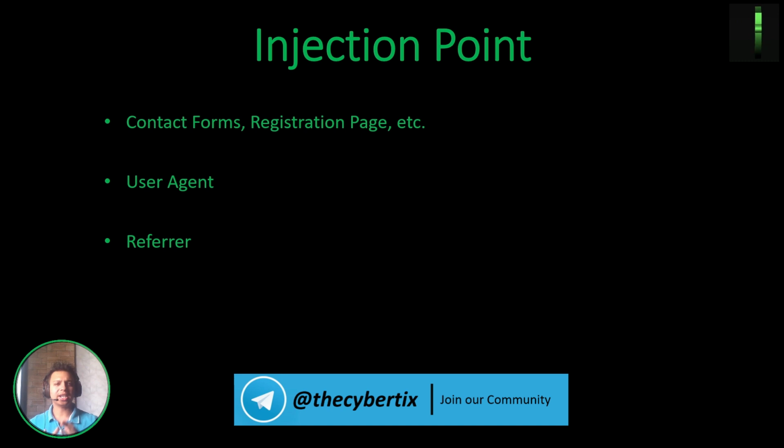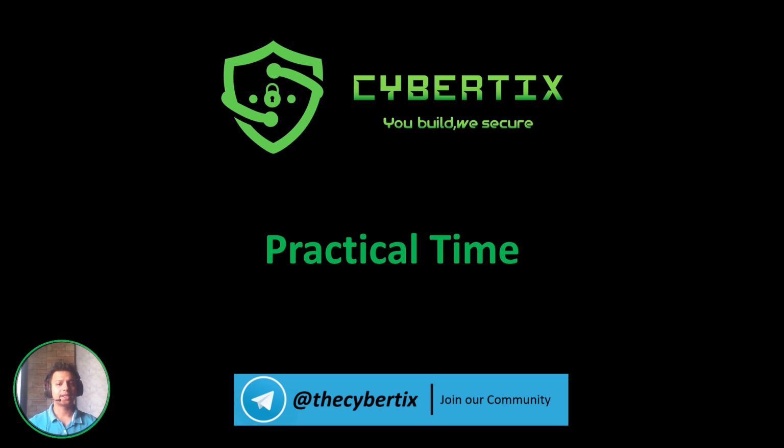So what are the injection points? Injection points can be a contact us form, a registration page, etc. As well as that, you can inject your blind XSS payload in the user agent and referral headers also. So these kinds of injection points get stored or get passed to the backend side also. So what if we try to put our XSS payloads, that is, blind XSS payloads, in these forms? So it's practical time. Now let's see the amazing technique which we are going to see in this video.